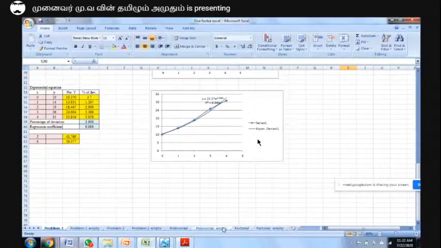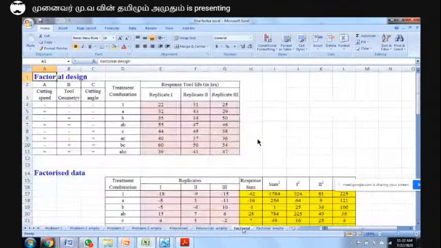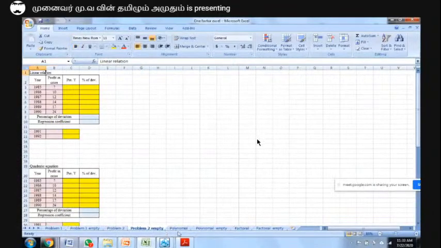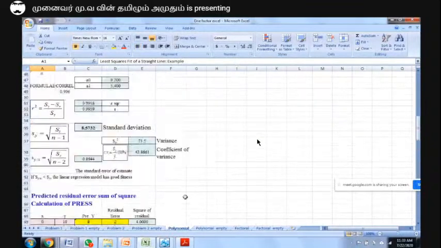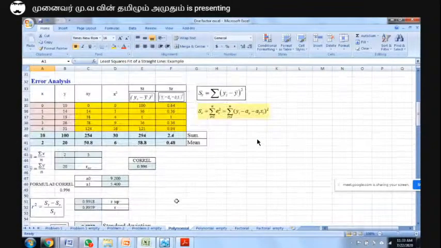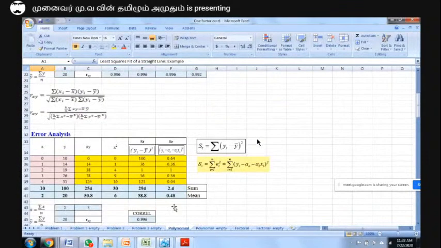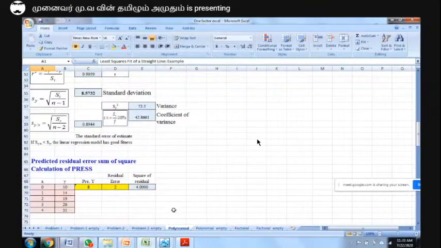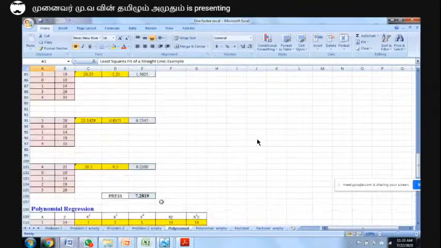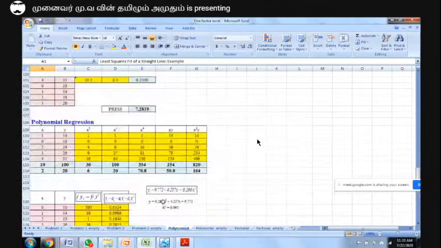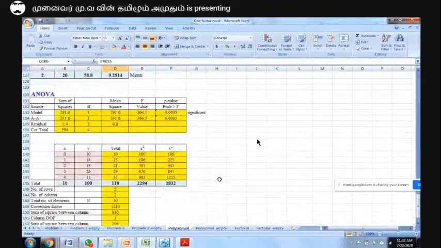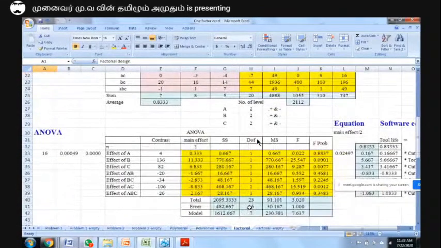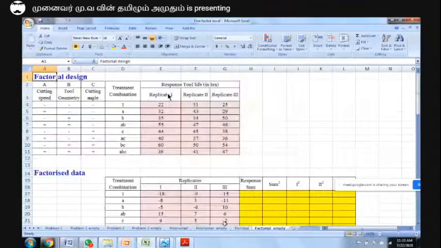Here, factorial, polynomial, factorial. Here we can find the various terminologies: sum, mean, correlation coefficient, standard deviation, variance, coefficient of variance, and the F value. Predicted error sum of squares (PRESS) and ANOVA. And the example which we have seen before, that is also given in Excel. The empty sheet is given for you to practice.